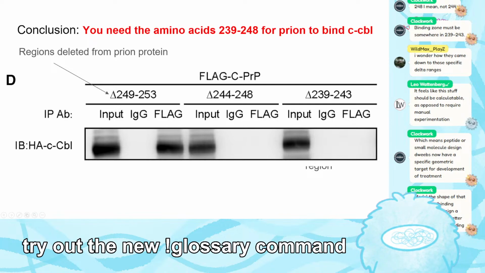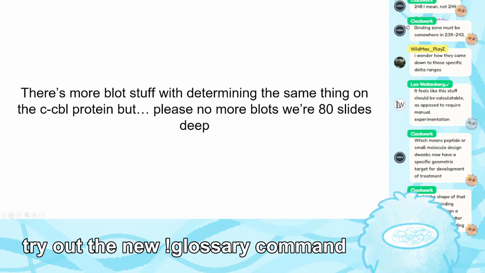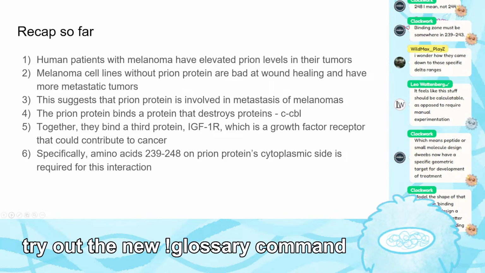Very, very cool. So you need amino acids 239 to 248 for prion to bind CBL. So that's just the inverse of what Clockwork said, both true. Okay, so there's a ton of blots in this paper. I'm not going to go through all of them. I already went through so many, but we are already like 80 plus slides deep into the presentation. So we're just going to ignore those and say that they did do more of it in order to determine the region on CBL that binds prion. So they did the inverse with CBL instead of the prion protein.